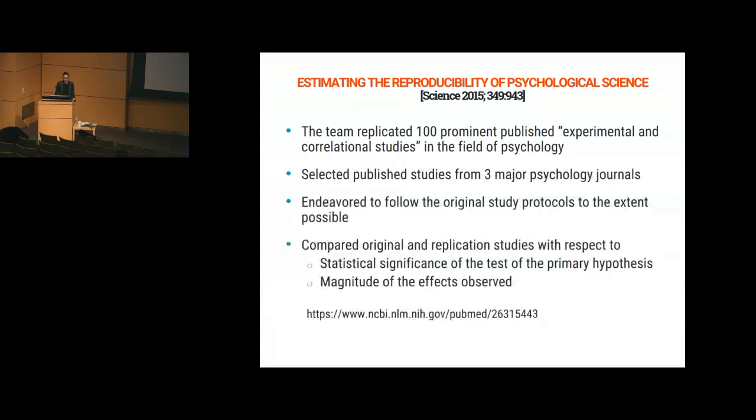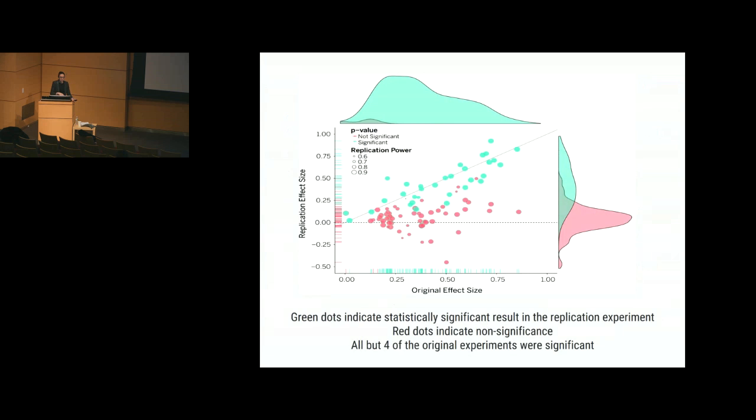They selected published studies from three major psychology journals, and they wanted to follow the original study protocol as closely as possible and compare the original and replication studies with respect to statistical significance. So usually p-value, and whether you reach the same conclusion, and the magnitude of the effects observed. So this is an interesting study.